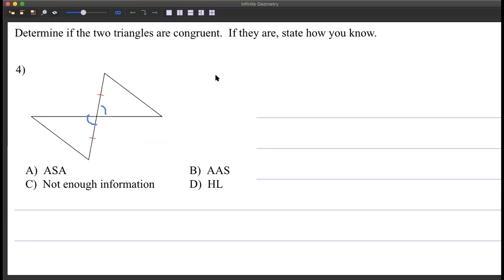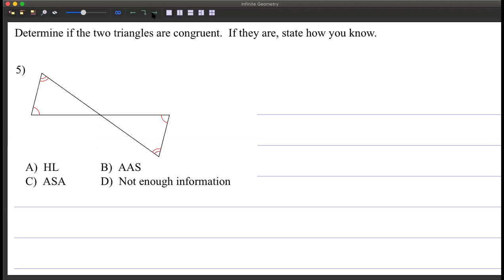Is it angle, side, angle? Or not enough information? Yes. This one only has one pair of sides and one pair of angles. So all I have is an A and an S. I don't have a third piece. I would need another angle or another side, and I don't have it. So this one's got to be C, not enough information.